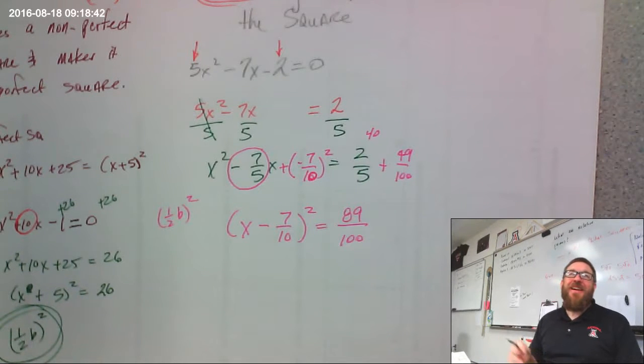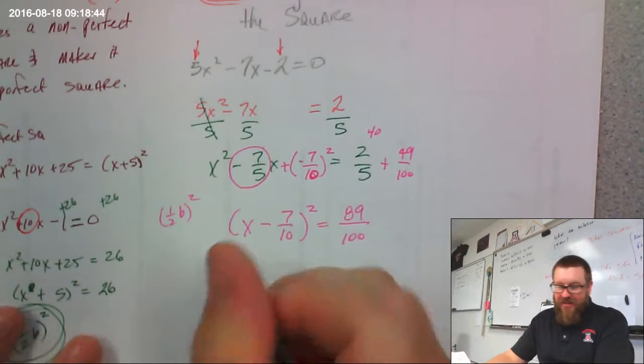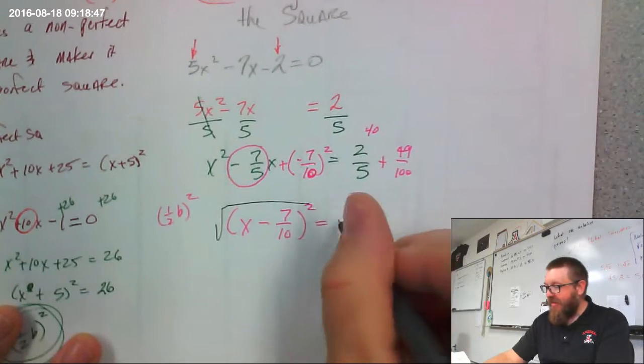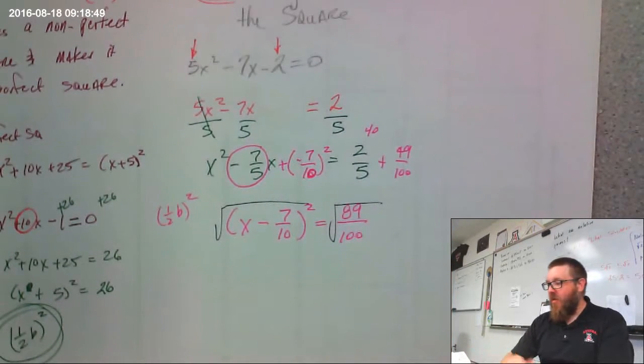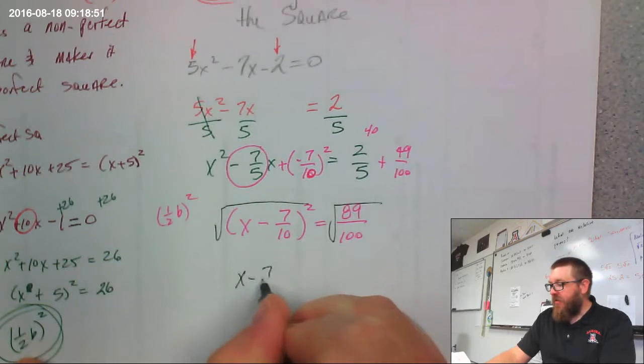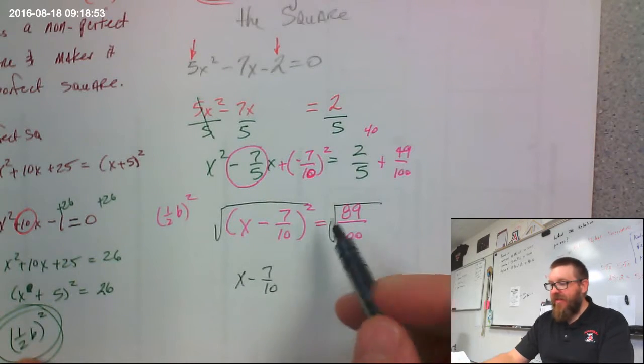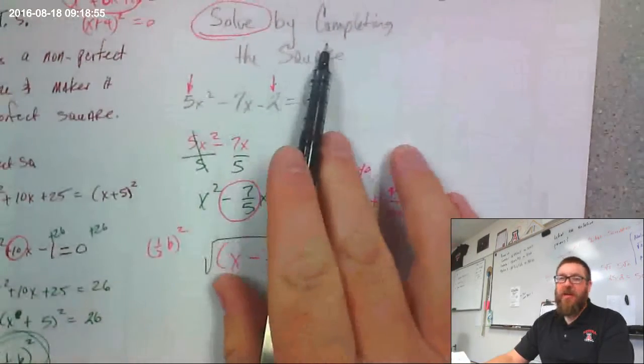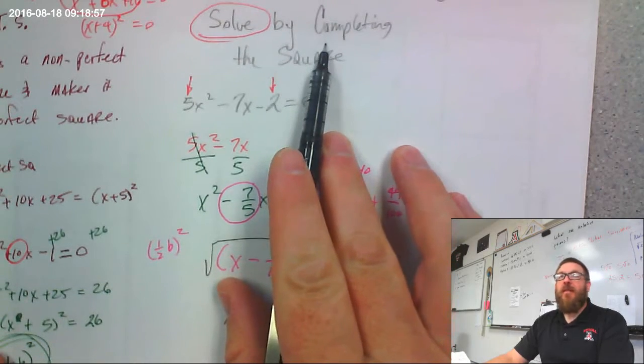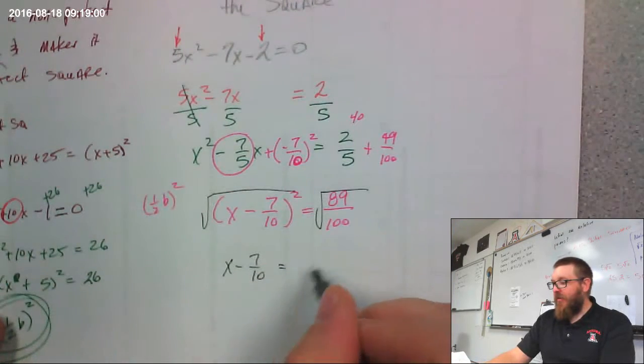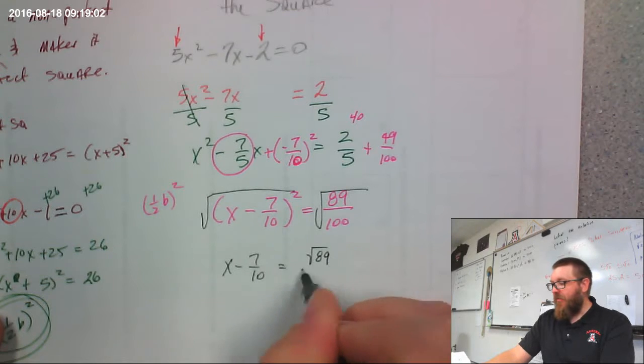All right, next step, we got to take the square root, right? Square root of both sides, like that. That's a perfect square. That's what makes this easy. That's one of the whole purposes of solving by completing the square. And so that's the square root of 89 over 10.